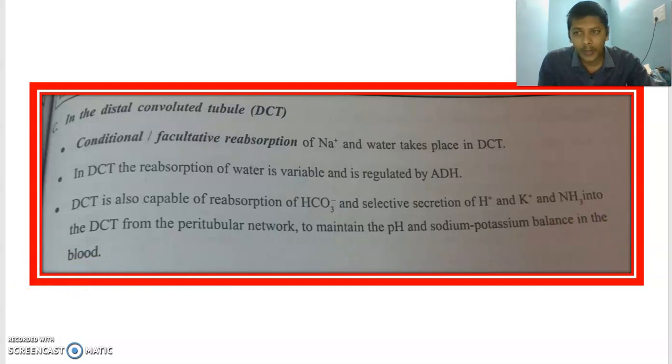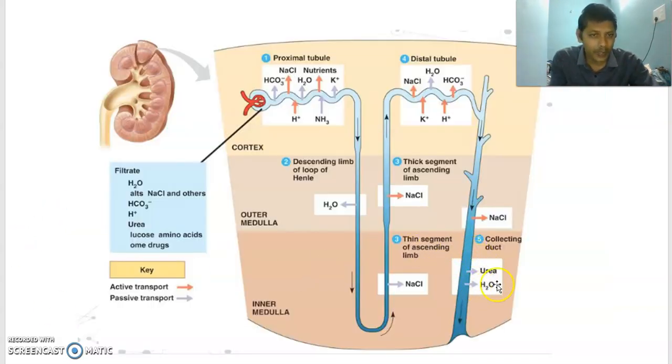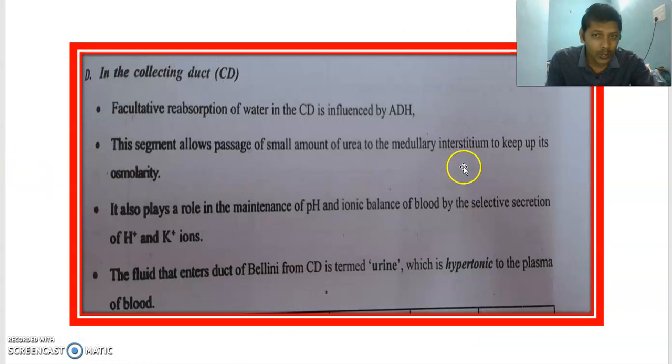Next part is the collecting duct. Facultative reabsorption of water in the collecting duct is influenced by ADH. In the collecting duct also, reabsorption of water takes place, and this reabsorption is influenced by the ADH hormone. This segment allows passage of a small amount of urea to the medullary interstitium, or interstitial fluid, to keep up its osmolarity.